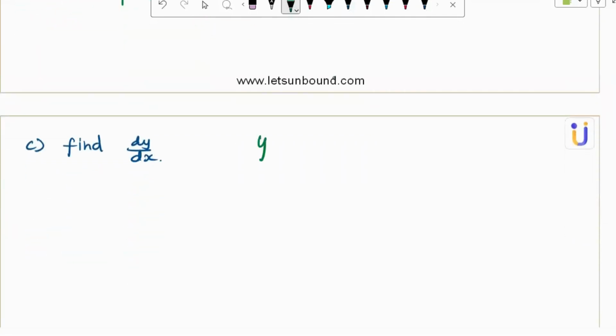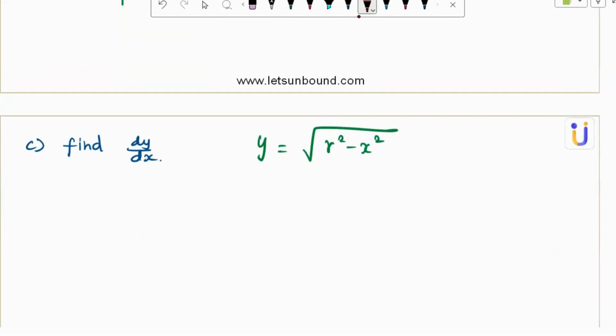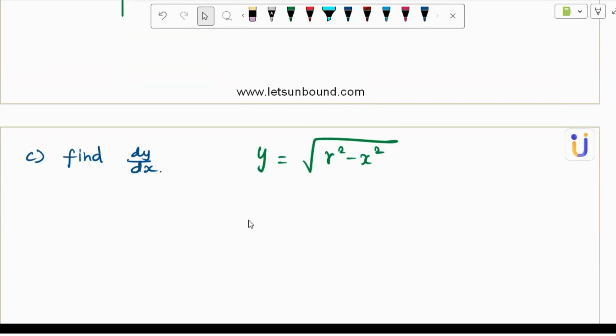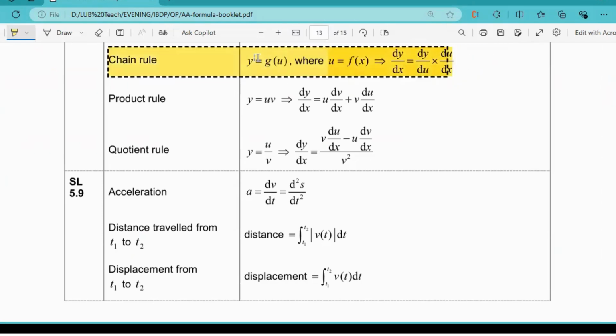And what is our y? It is square root of r squared minus x squared. We can find dy by dx using the chain rule. Let me show the formula booklet here. So chain rule: y is equal to g of u, and u is a function of x. So this is the chain rule. And there is also another simpler way, so if you want, you can use this. All right, so let's move to the solution page.